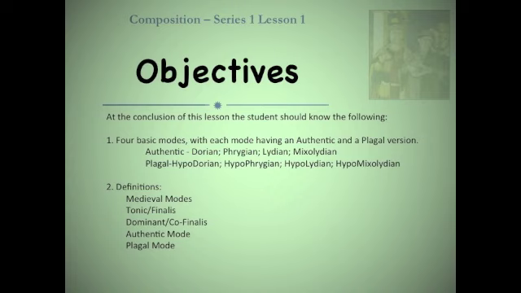They will also be expected to define the following terms: tonic, or the finalis, and the tonic and finalis' place in each of the 8 modes just mentioned. The student will also define the dominant, or the cofinalis, and their place in each of the 8 ecclesiastical modes just mentioned. The student will be expected to explain what an authentic mode is and what a plagal mode is.